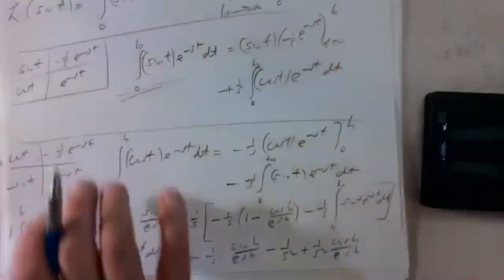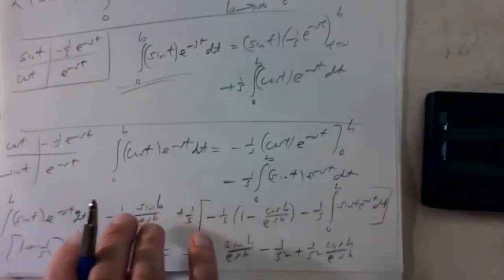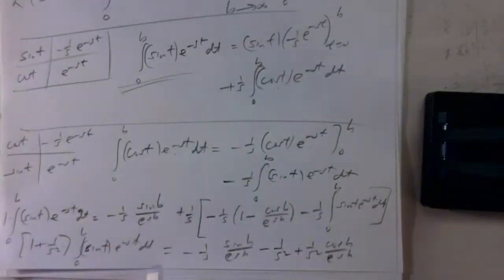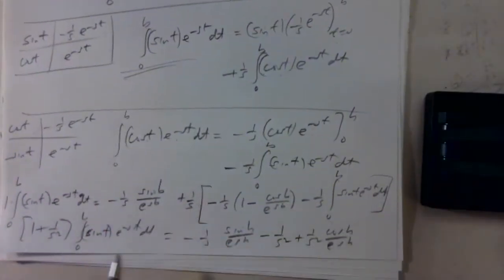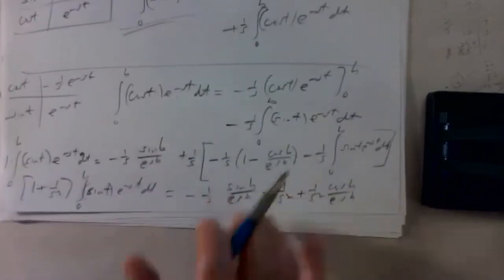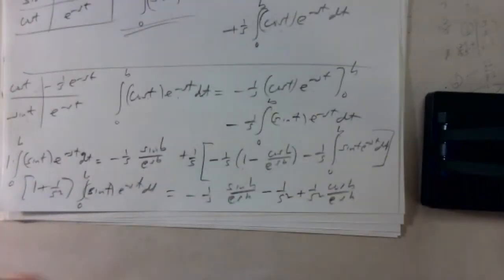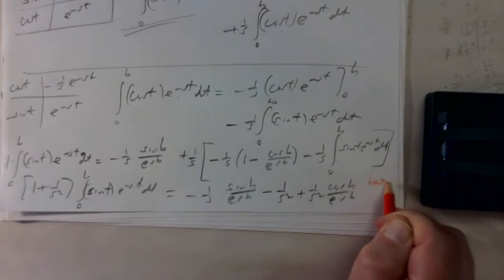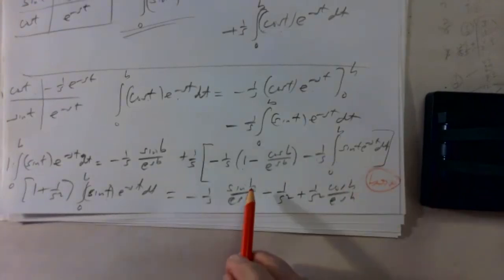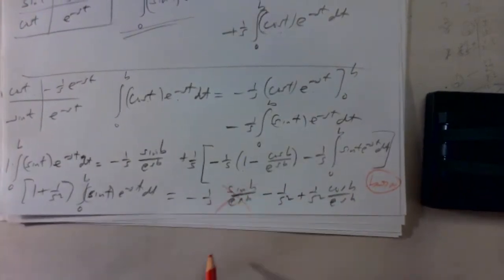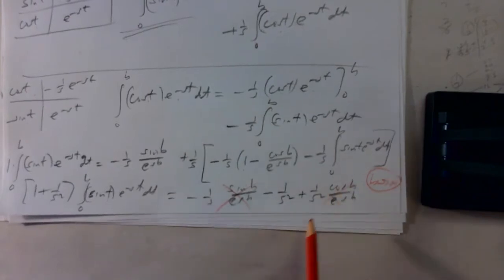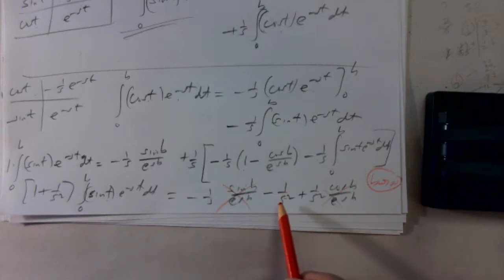Somewhere in this, I know there's a little mistake, but I'll come back and work it out in a moment. So what happens as b goes to infinity? As b goes to infinity, sine b over e to the sb goes to 0. Cosine b over e to the sb goes to 0. It looks like we're left with just minus 1 over s squared.